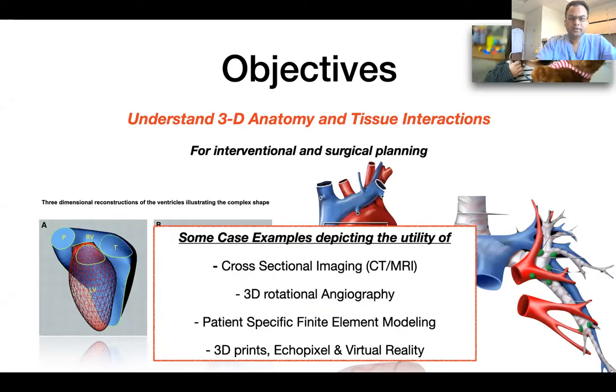So what I'll do here is show you some case examples to depict how we utilize different cross-sectional imaging like CT, MRI, 3D rotational angiography, 3D prints, ecopixel, and even virtual reality nowadays for planning some of these cases.